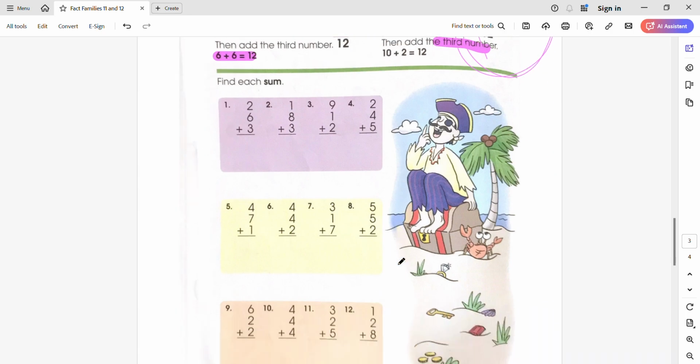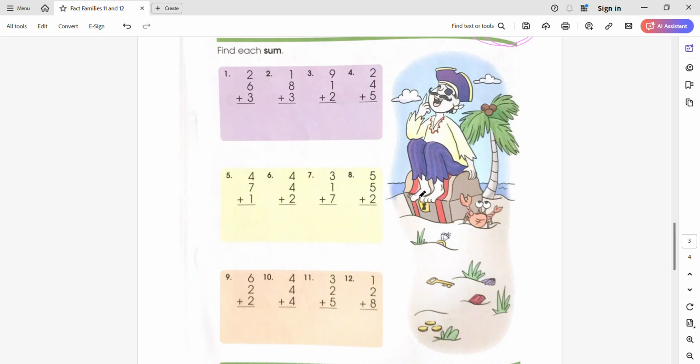So if we find each sum, let's see. Sometimes you aren't able to make tens, and that's okay. So here's a perfect example. We cannot make tens from any of the numbers we see here. So we'll try to make it as close as possible. So 6 plus 3 is 9, and then 9 plus 2 will be 11.